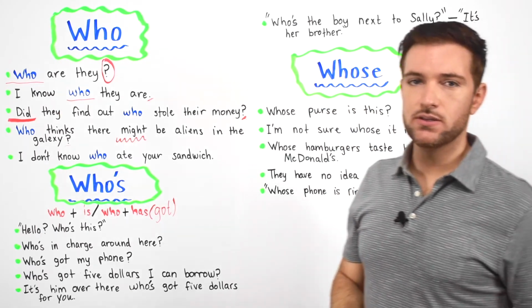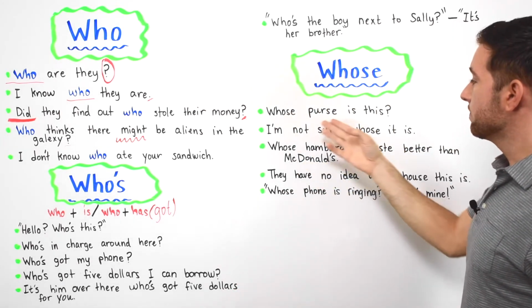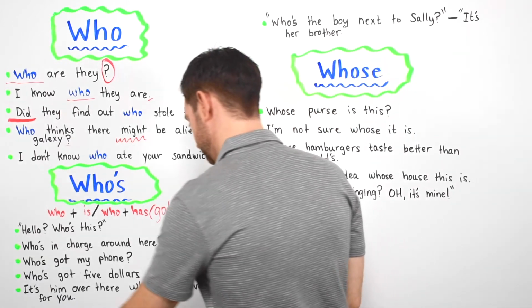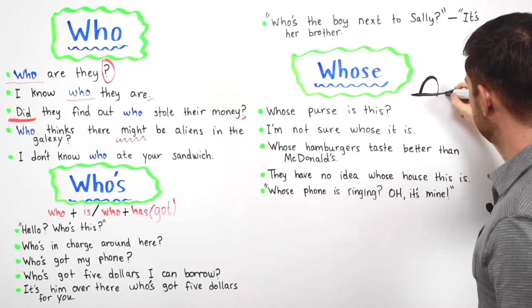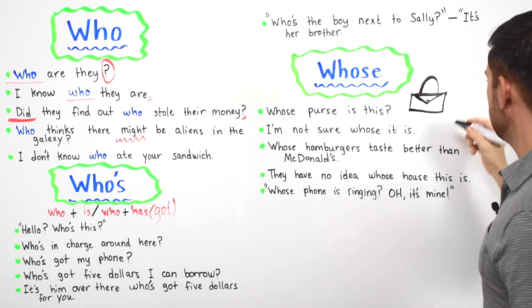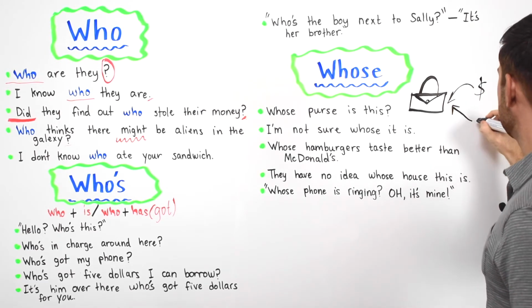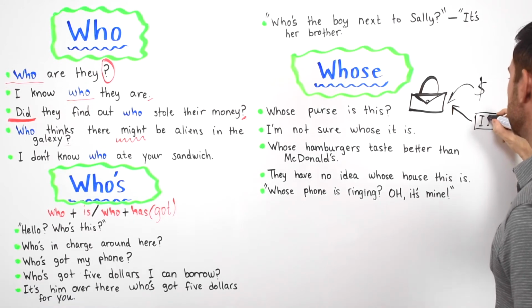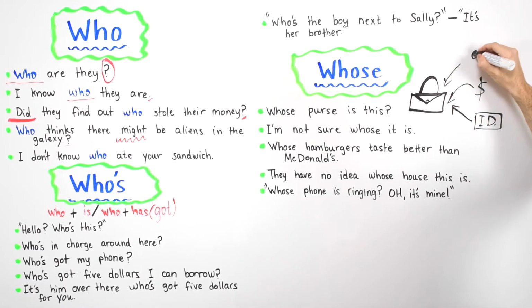W-H-O-S-E. And we use whose to indicate belonging. Okay, let's go ahead and look at some examples. Whose purse is this? Do you know what a purse is? A purse is the thing that women use to keep their money in. So this is a purse, and you could put money in there, you could put an ID card in there, okay, ID means identification. You can also put your keys in there. So you can put a lot of things in a purse.